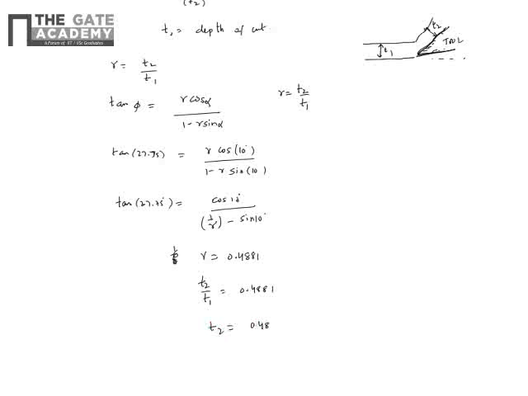So the thickness of the chip produced, T2, is 0.4881 into T1, which is the depth of the cut, given as 0.4 mm. This comes out to be 0.1955 mm. So the answer is 0.195 mm. Option is C. Thank you.